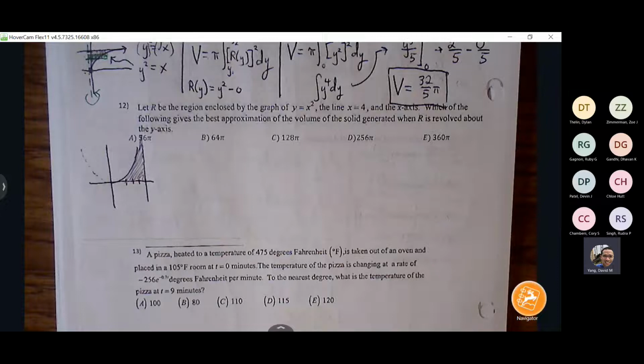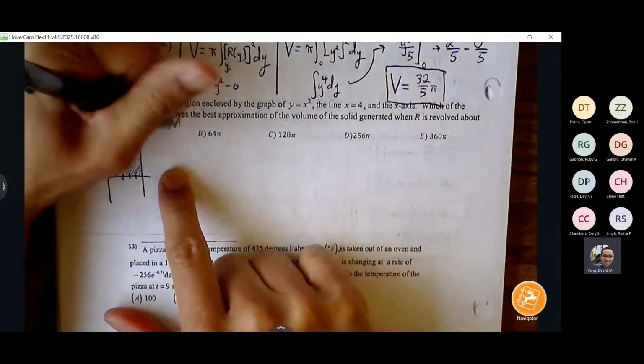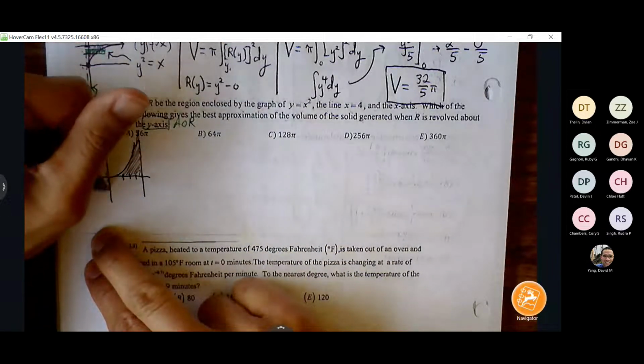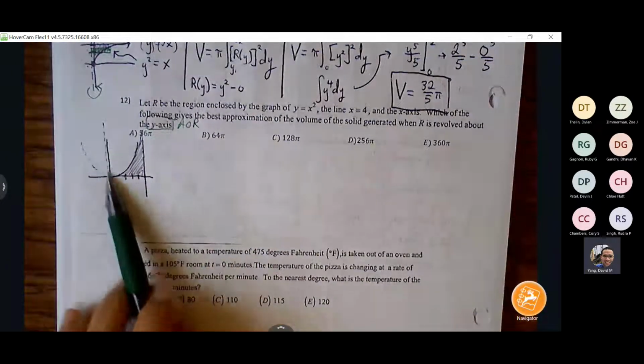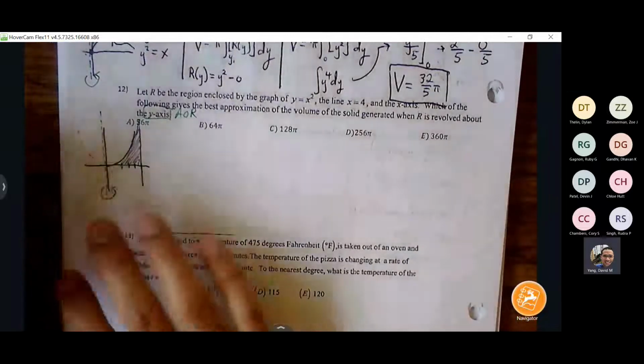Taking that shaded region, we're rotating around my new center. My center is the y-axis. That's my axis of revolution. So we see that there's obviously a gap, right? We see all this gap here. So we know that it's going to be a washer method.